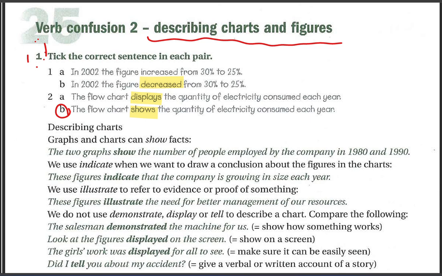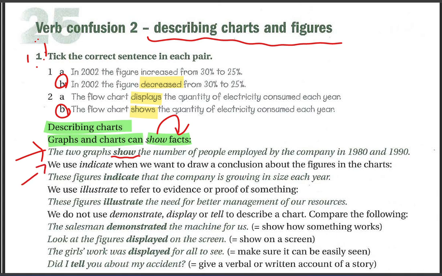Very good. It's again B, shows. So let's see why shows. Describing charts. Graphs and charts can show facts. They show facts. Look at it first. The two graphs show the number of people employed by the company in 1980 and 1990. So that the two graphs show. We use the verb show.